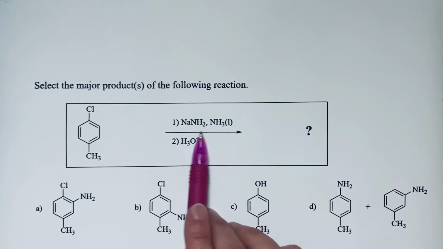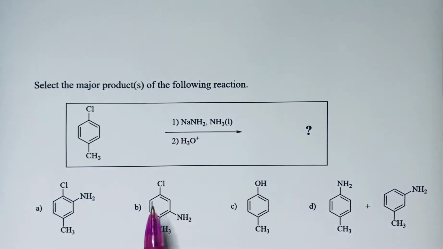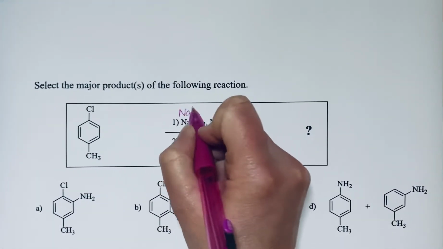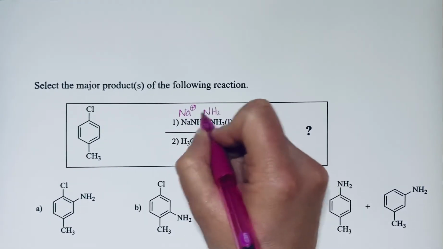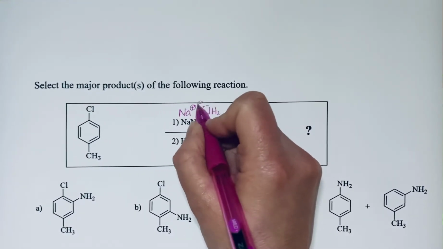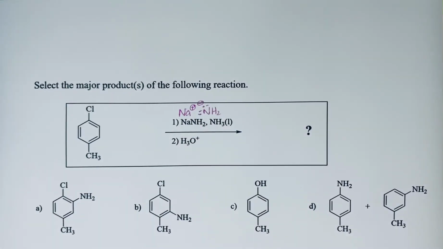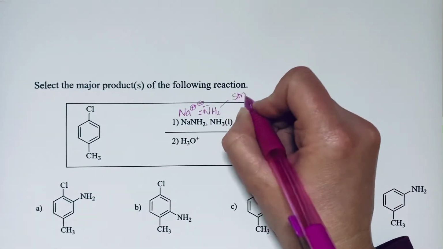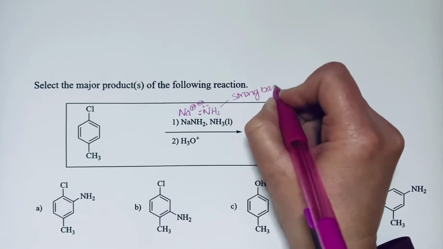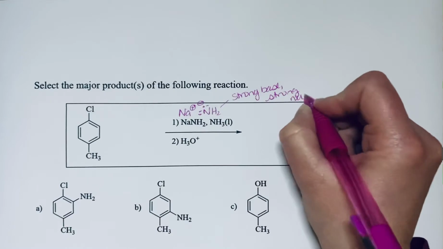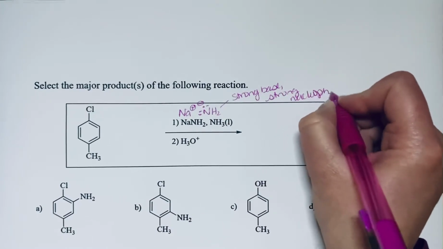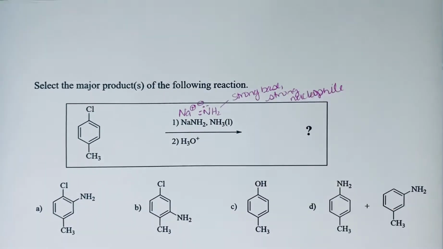Because what we're reacting this with is a really, really strong base, sodium amide, right? The structure here is really a sodium plus, which is not an electrophile, and the amide anion. So it does not look like we're doing an electrophilic aromatic substitution. We've got a really strong base and a strong nucleophile. So we're not doing electrophilic aromatic substitution, we're doing some nucleophilic substitution instead.